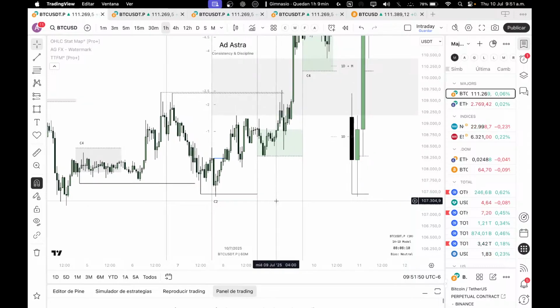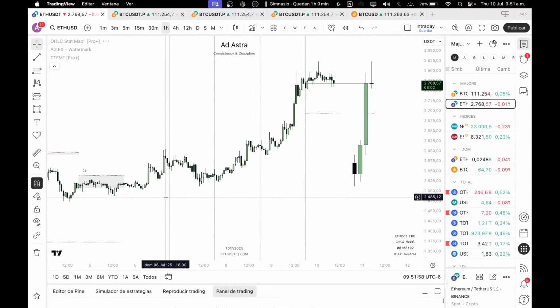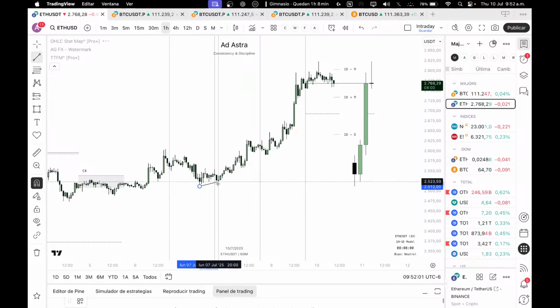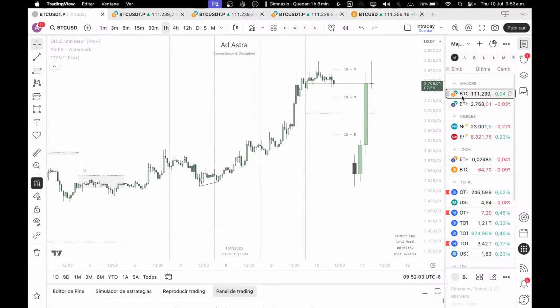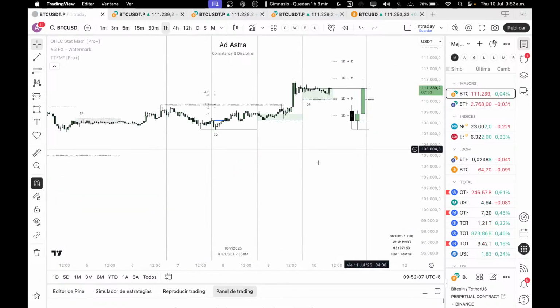This was a really nice setup if anyone got it yesterday. I think we also had like an SMT here, if I'm not mistaken. And let me check. Yeah, it was here. Yeah, we had this SMT divergence with Ethereum. Yeah, it was pretty much a textbook setup.